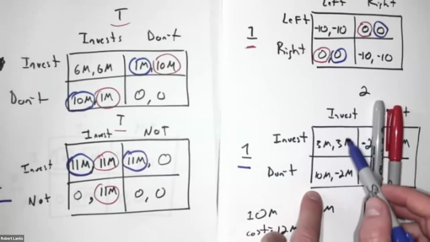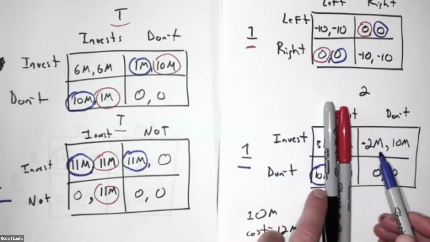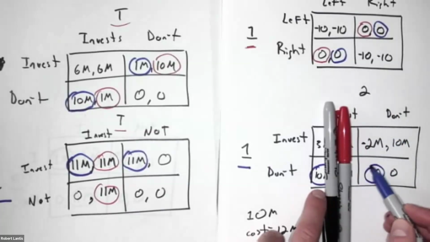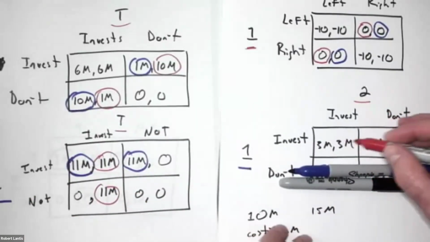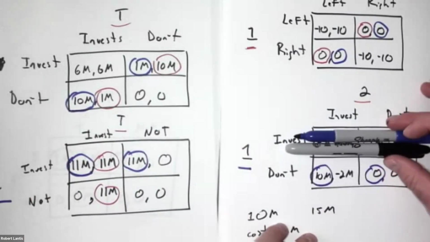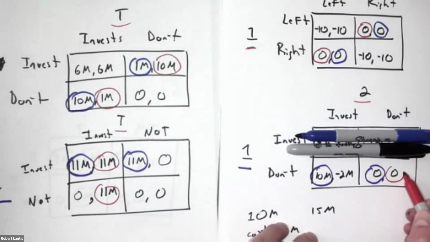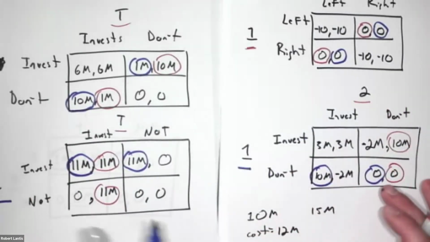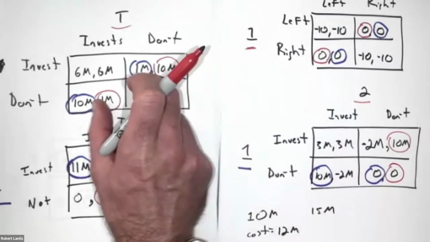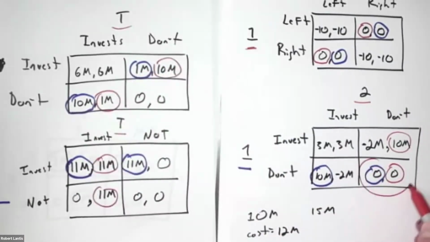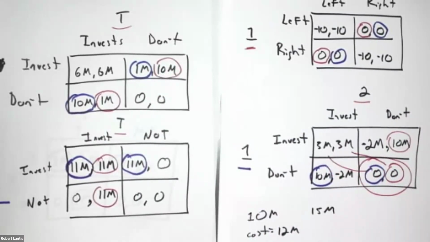So firm 2 invests, firm 1 should not invest. If firm 2 doesn't invest, what should firm 1 do? Not invest. If firm 1 chooses to invest, what should firm 2 do? 10 is greater than 3, so not invest. If firm 1 is not investing, what should firm 2 do? 0 is better than negative 2. Under this scenario, when costs to research and development are higher, we don't end up with multiple equilibria. We actually end up with one equilibrium, and that equilibrium is an example of a prisoner's dilemma.